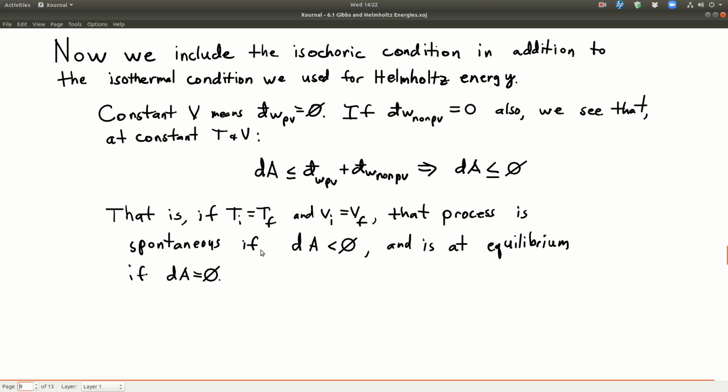This is one way of determining whether or not a process is spontaneous: if dA is less than 0. If dA is equal to 0, that just means you're at equilibrium. It's spontaneous in neither direction. It's sitting at equilibrium.